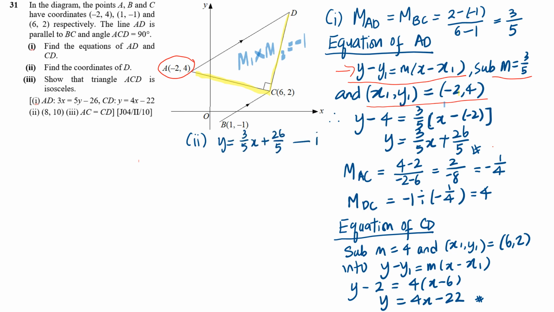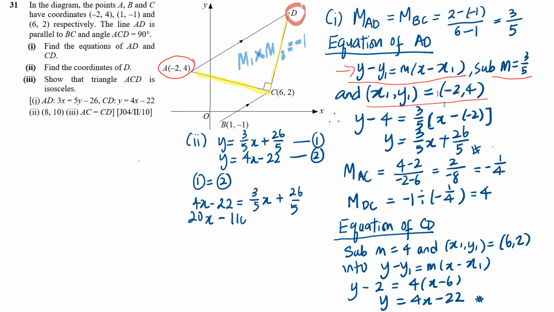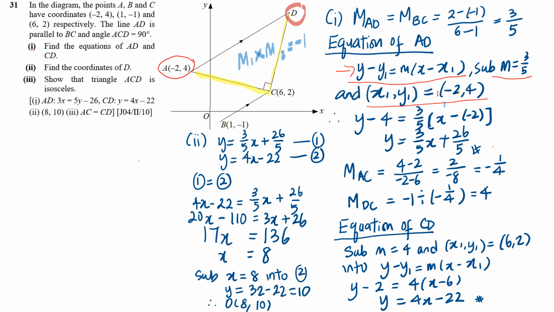For part 2, if you observe carefully, D is the intersection point of the line AD and DC. So basically, you just have to solve these two equations simultaneously. So point D will be (8, 10). Let's come to part 3.